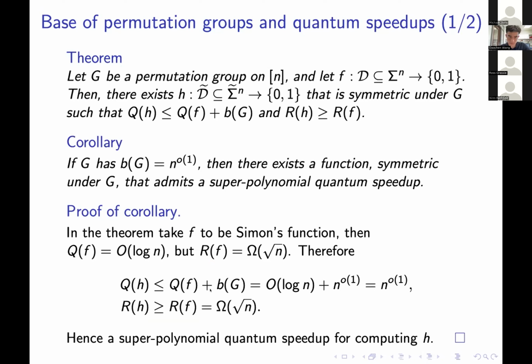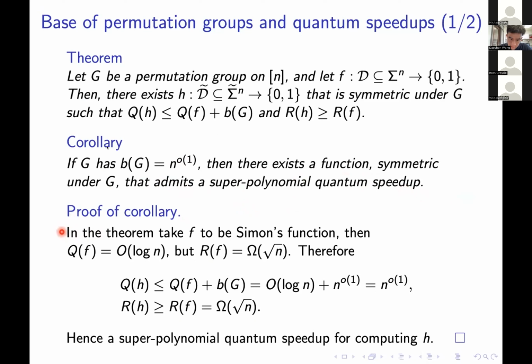Before I go to prove this theorem for you, let me just say what the meaning of this is and the corollary. So the corollary is, if G has base size equal to n to the little o of 1, which just means some function that grows slower than any polynomial in n, then there exists a function symmetric under G that admits a super-polynomial quantum speedup. So the motto is, small base size implies there can be a large or super-polynomial quantum speedup.